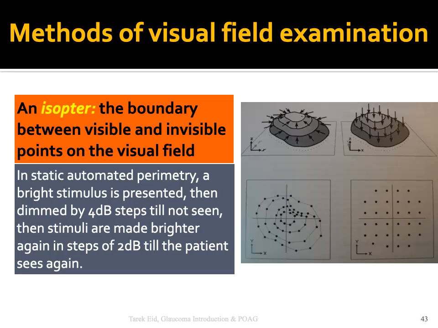Important also to know how this automated perimeter defines the points of the visual field and defines what we call the boundaries or the isopter. The isopter is the boundary between visible and invisible points of the visual field. In static perimetry, a bright stimulus is presented, then decreased gradually by 4 decibel steps until it is not seen, and then increased slightly by 2 decibel until it is seen. And here we can consider this the threshold between visible and non-visible stimuli.